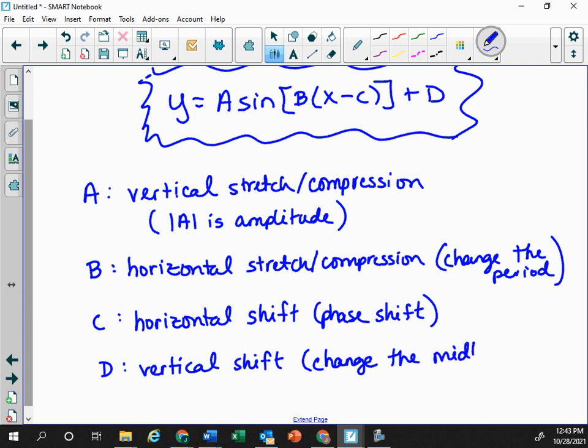I think you guys can guess what a midline is, but I'll show you. A line in the middle. Shocker. On the parent graph, yes. But if you have a vertical shift, it'll change.